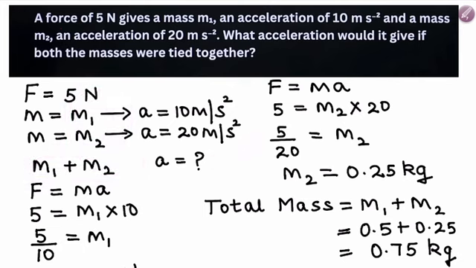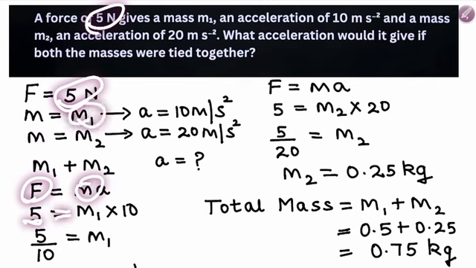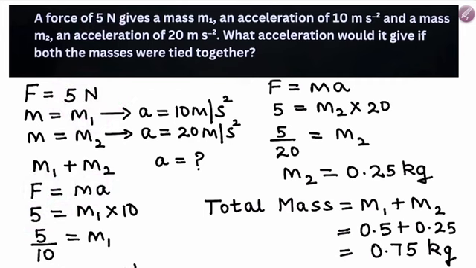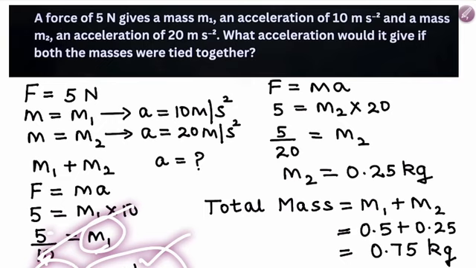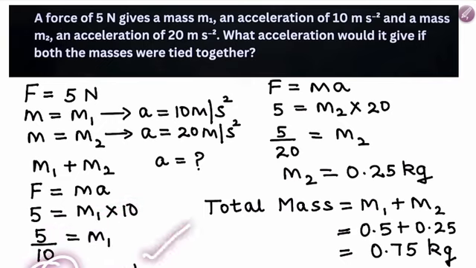Now what is the formula? Force is equal to mass into acceleration. So for mass m1, first of all we will put in the values and take out mass m1. Force is 5 Newton, which is already there in the numerical. So 5 is equal to m1, because this is the first mass, into 10, because for mass m1 the acceleration is 10 meter per second square. Now 5 upon 10, this 10 will come here. 5 upon 10 is equal to m1, and then m1 is equal to 0.5 kg. So we have got the value of m1, that is 0.5 kg.